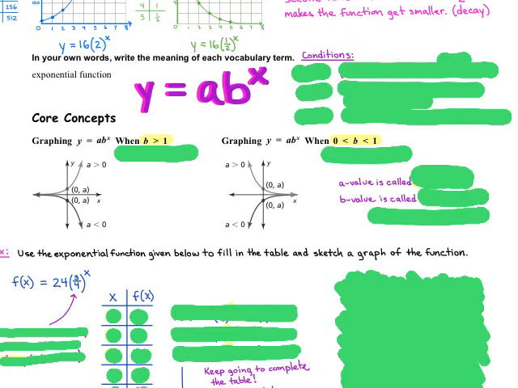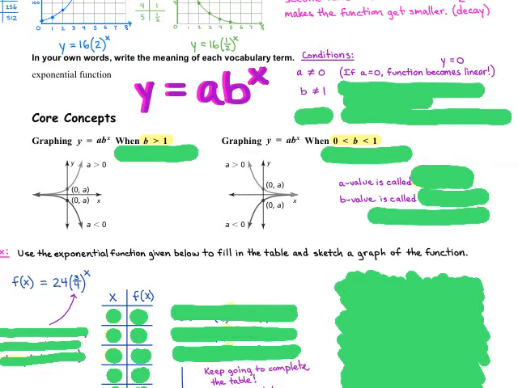So first thing you need to know is there are some conditions that need to be met for it to be an exponential function. All right, one of those is a cannot be equal to 0. If a is 0, so picture this, if a is 0, then 0 times whatever b to the x is doesn't matter, because 0 times anything is 0. So if a is 0, then the whole function is just y equals 0. And that's just a linear function. That's a horizontal line. All right. So to be exponential, a cannot be 0.